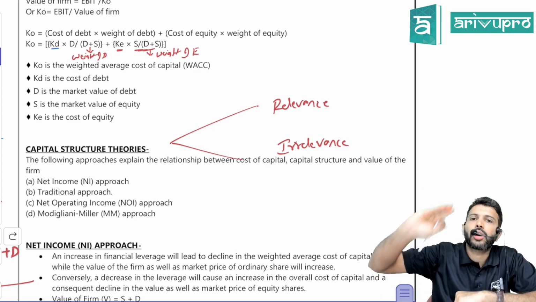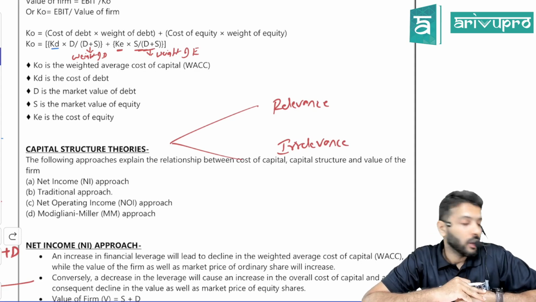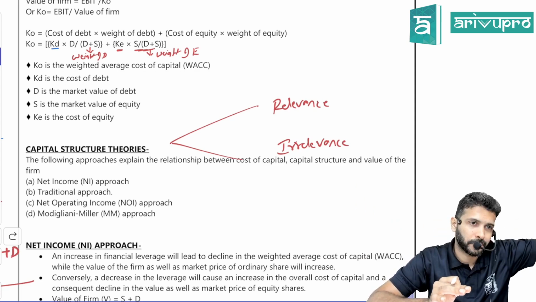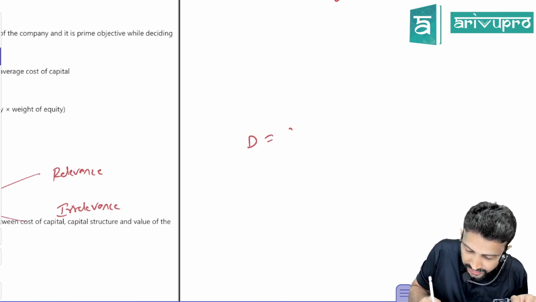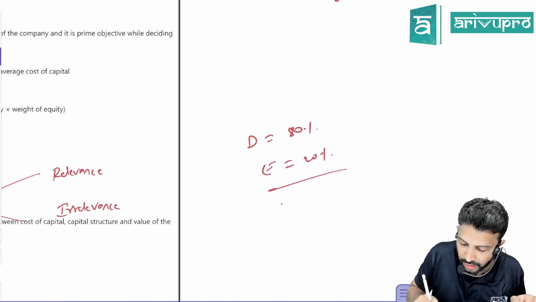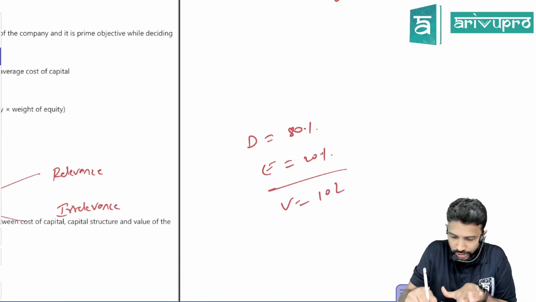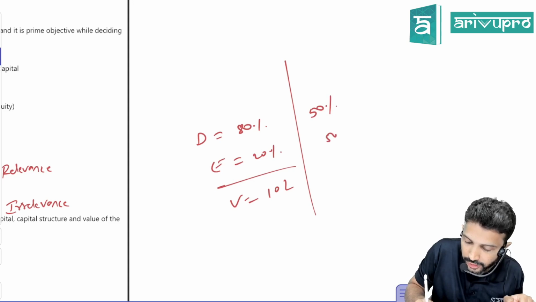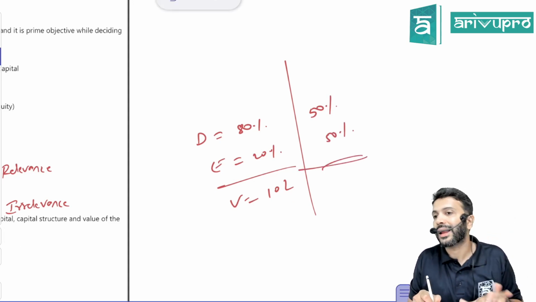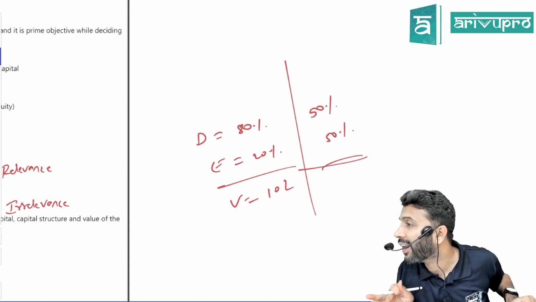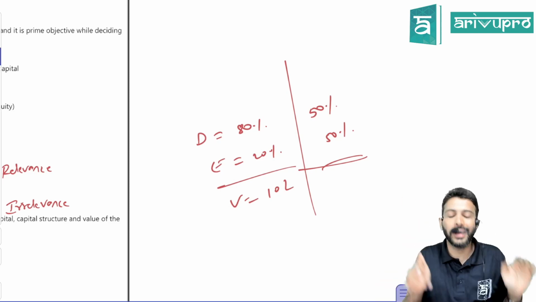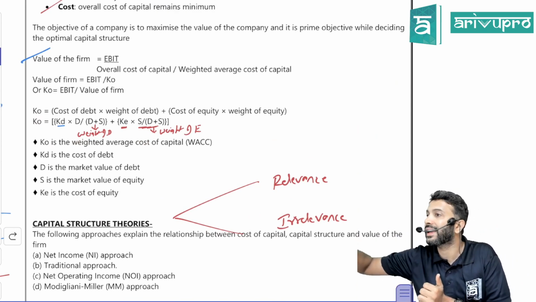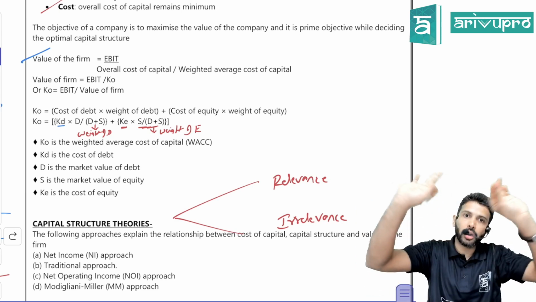So the argument of relevance theory is: how you choose your capital structure will change the value of the firm. Meaning, if you say debt is 80% and equity is 20%, the value of the firm could be 10 lakh. If you change this structure, let's say you make it 50-50, then the value of the firm will not be 10 lakh; it will become something else, maybe more than 10 lakh or less. That is the argument relevance theory is putting forth. Meaning, based on your source of finance, the value of the firm may increase or decrease. Did you get the understanding of relevance theory?